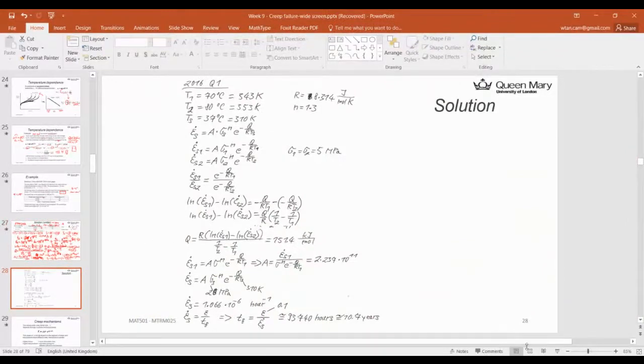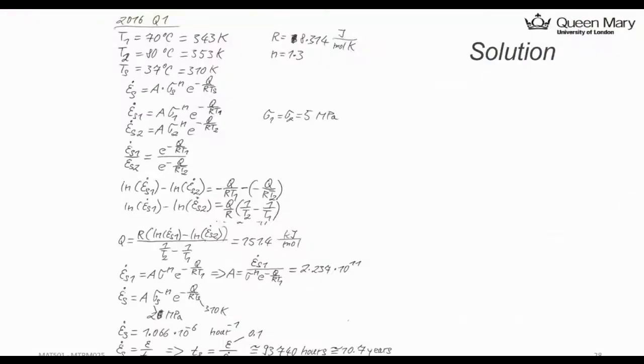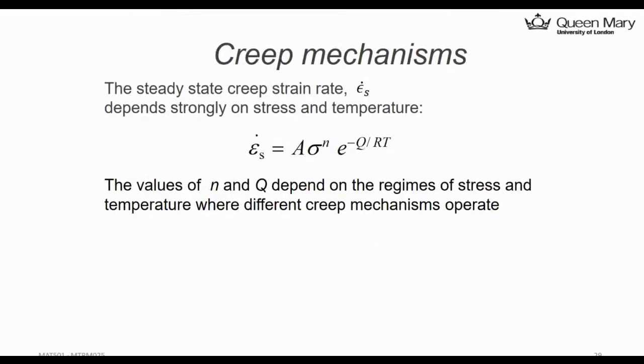So here is a better version of this answer, but be careful. I need to change this part: 1.41 × 10^19. For the other things, it's right. Now we finish the example, and then let's talk about the creep mechanism.